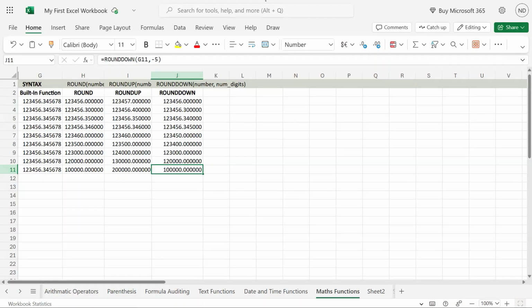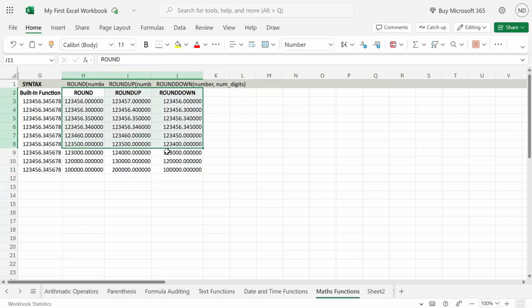So round down will behave like round, however it always rounds a number down, which is nearer to zero or towards zero. So if number of digits is greater than zero, then the number is rounded down to the specified number of decimals. If number of digits is zero, the number is rounded down to the nearest integer. And lastly, if num digits is less than zero, then the number is rounded down to the left of the decimal point. So you need to remember this.